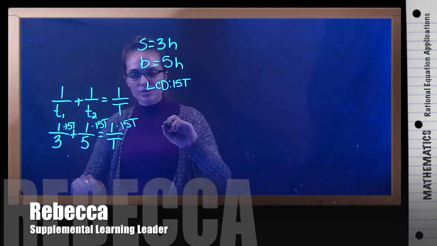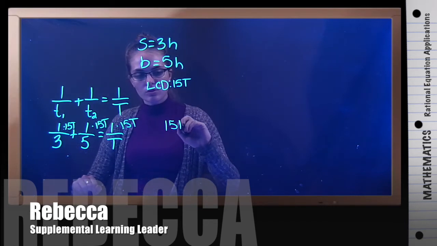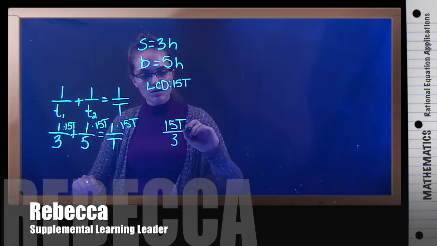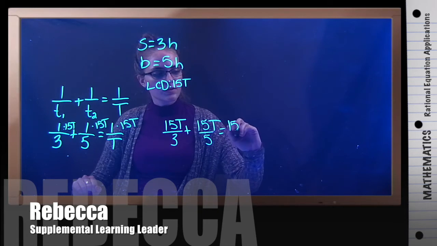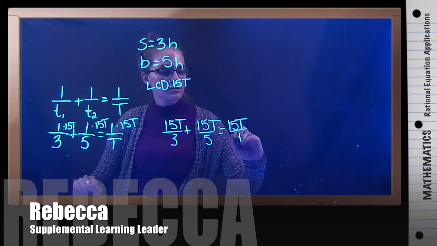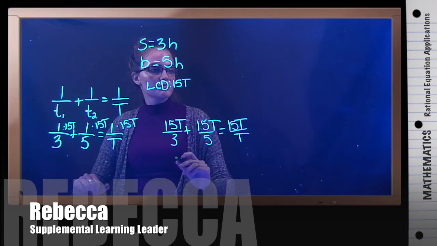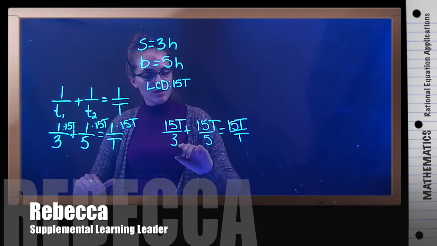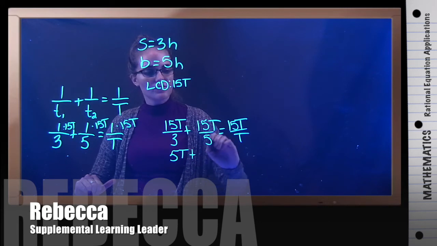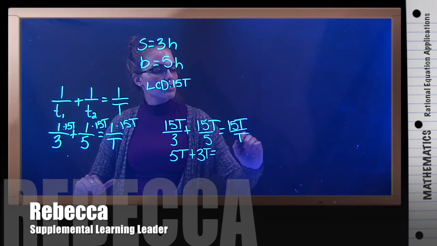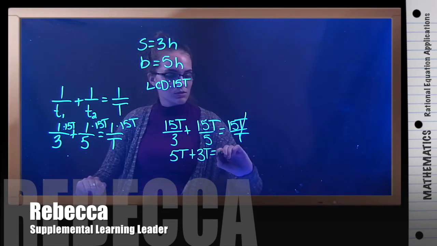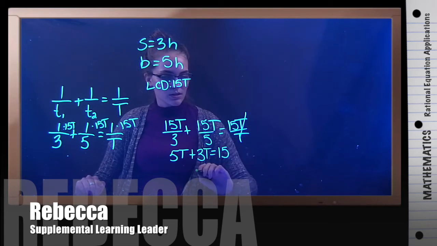So all the tops are 1, so this will be 15T over 3 plus 15T over 5 equals 15T over T. And now we can reduce. 15 divided by 3 is 5, so we have 5T plus 15 divided by 5 is 3, so we have 3T equals, these T's will cancel out, so it equals 15.